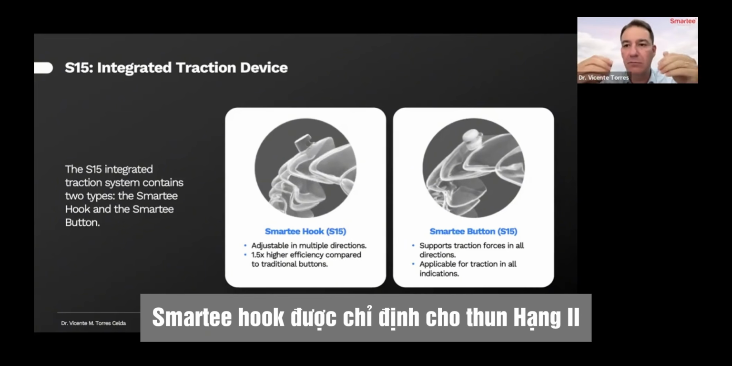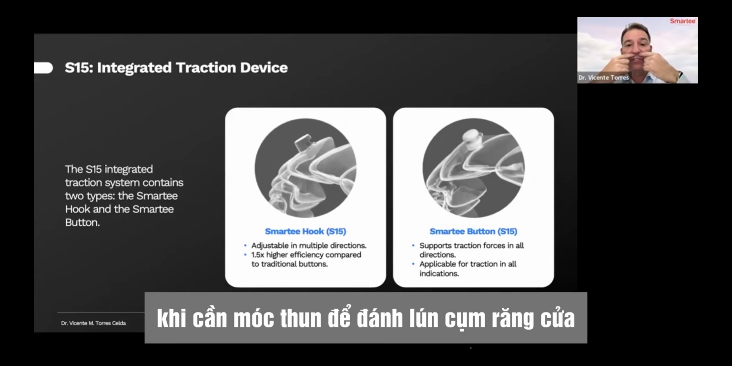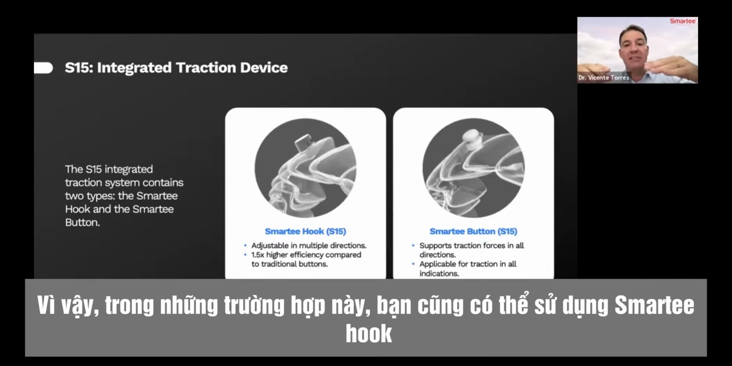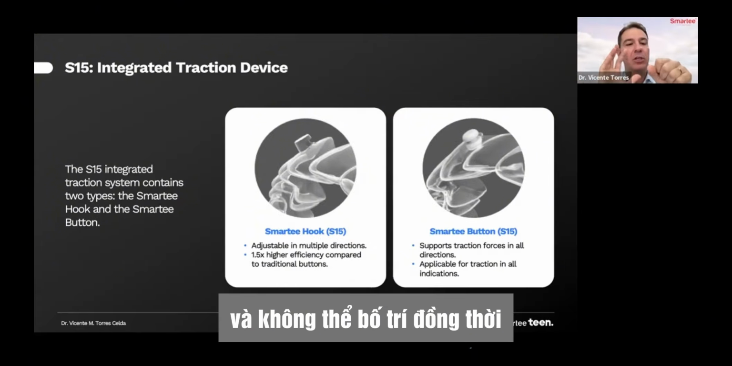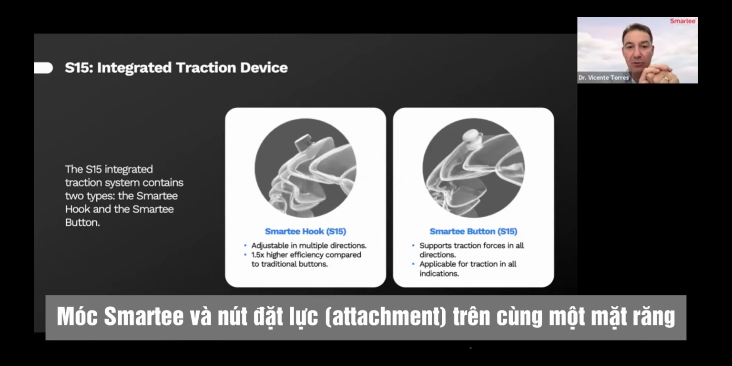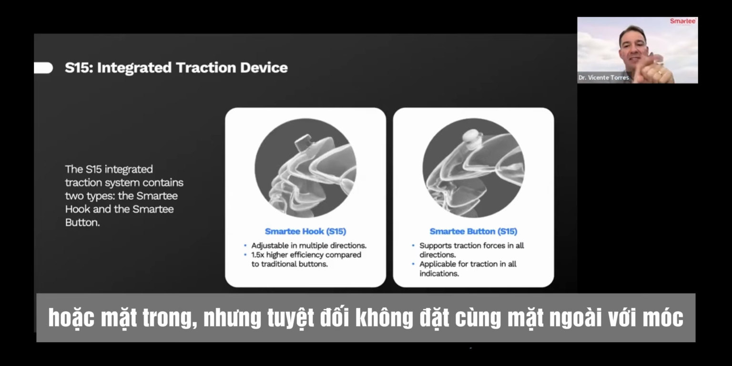It's used for class 2 elastics, class 3 elastics, or even in cases where you're using tabs in the posterior area and you want, for example, to use elastics for the intrusion of the anterior teeth. In this case, you can use the Smartee hook as well, but it is always on the buccal surface. The only limitation is that you cannot use the Smartee hook and attachments on the same surface. You can put the attachment on the lingual surface or another surface, but not the same one.